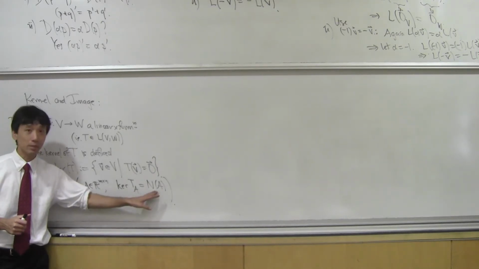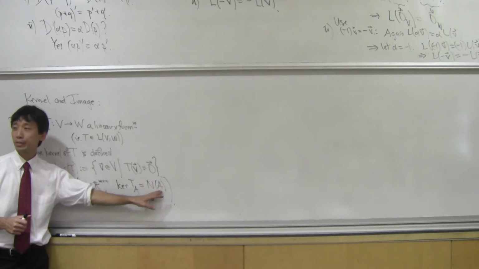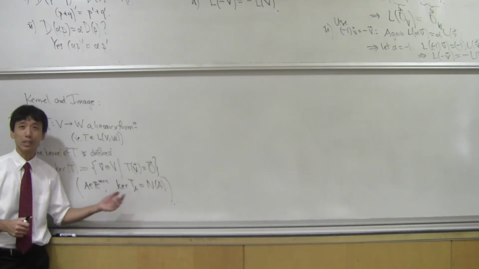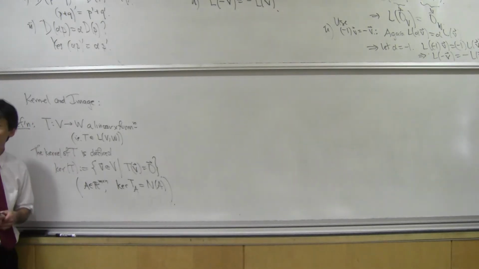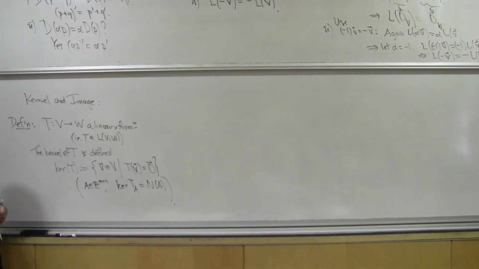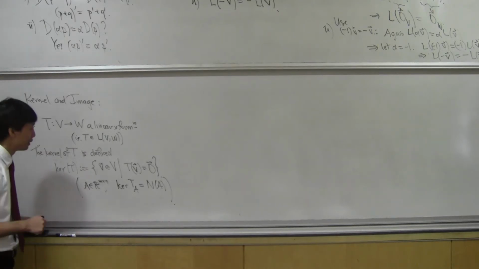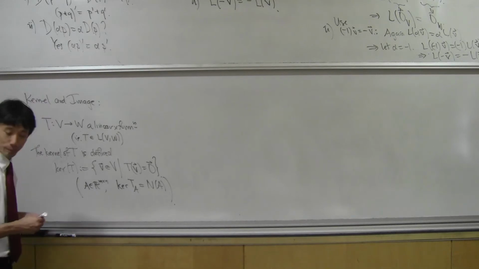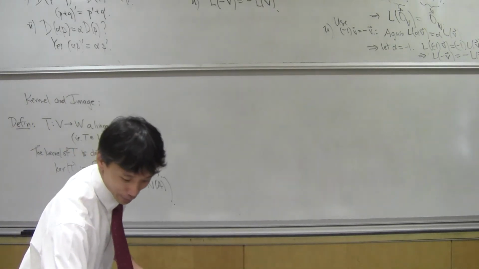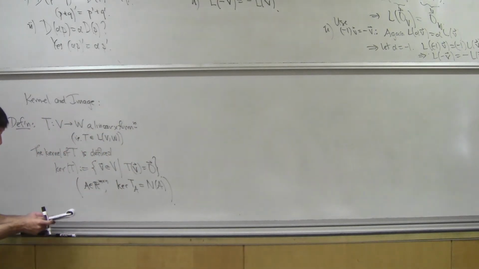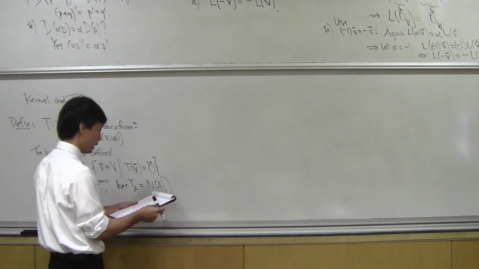It's just that null space is a term that we use for matrices, and kernel is a term we use for linear transformations. Why is it the kernel? I have no idea. I don't know. Okay, so that's one thing.